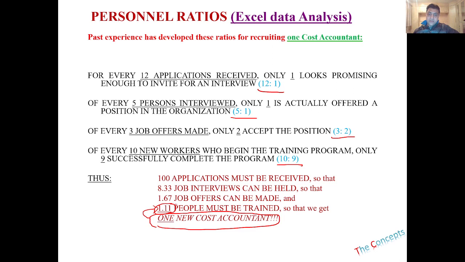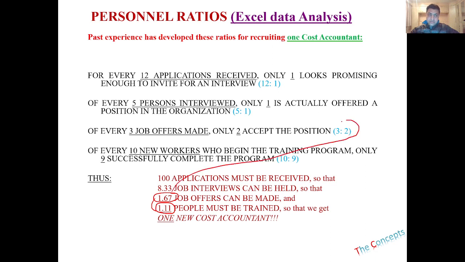Where does this come from? This is coming from this ratio. And then if you look at how many people should be offered a job in order for them to be part of the training program, that is coming from the 2 to 3 ratio, this data. And then you see that 8.33 job interviews must be conducted in order for you to offer jobs to 1.67 people. So this ratio is actually coming from this one.